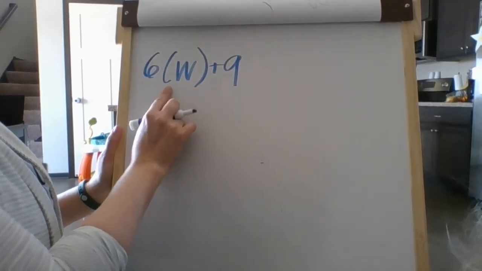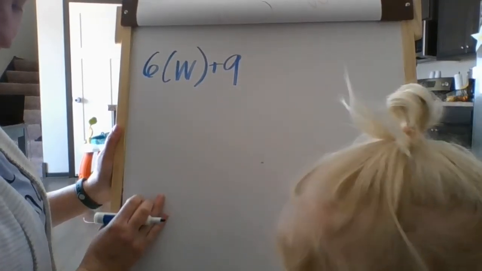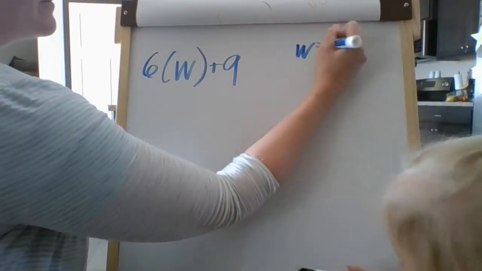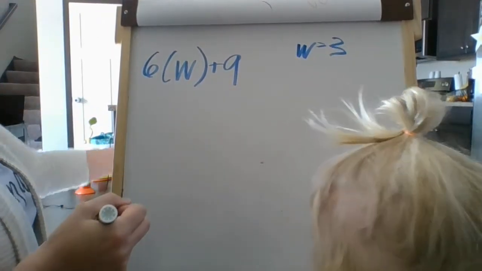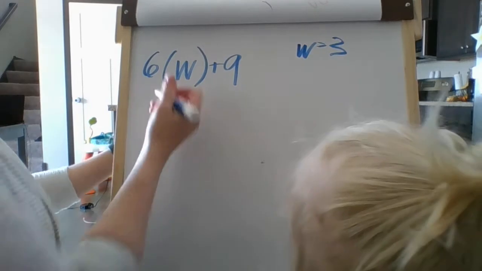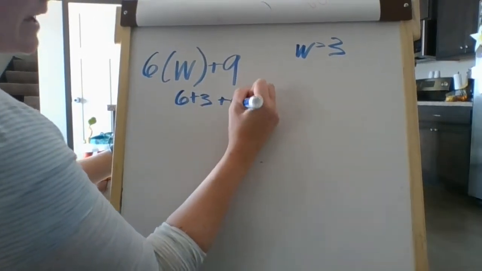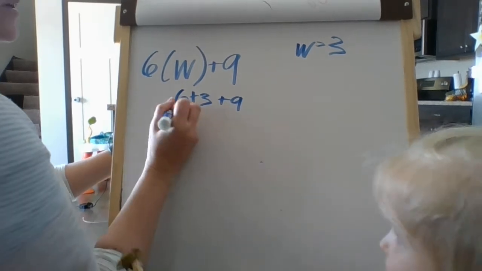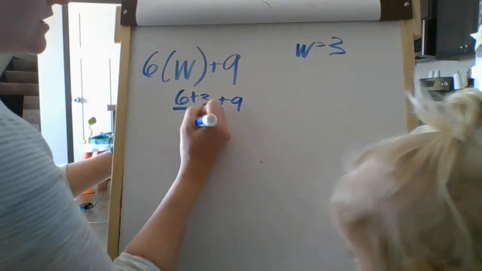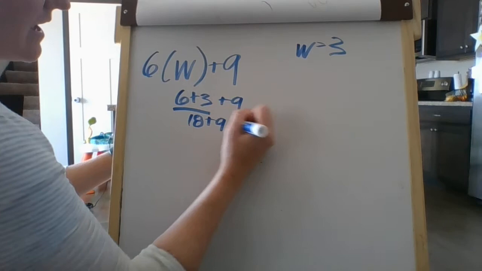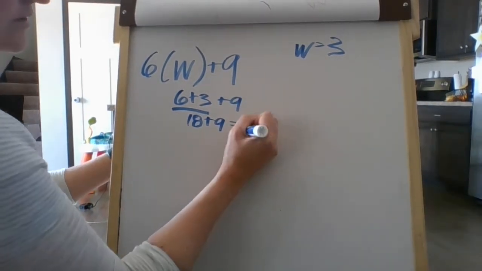We have to do our multiplication first and then our addition. So here, if I tell you that W equals 3, it'd be 6 times 3 plus 9. Order of operations, we need to do our multiplication first. So we have 18 plus 9, which is going to equal 27.